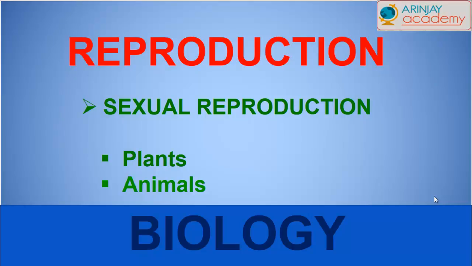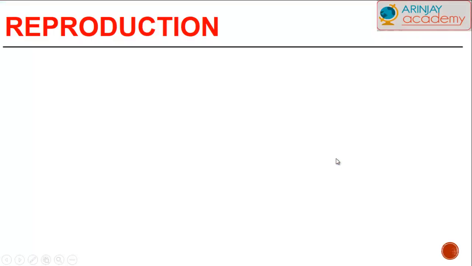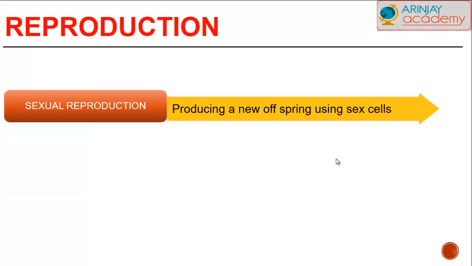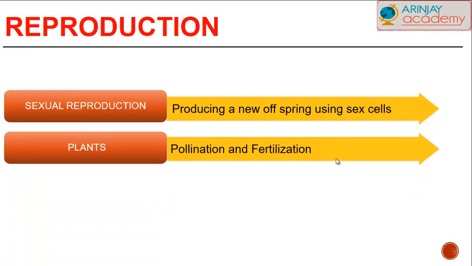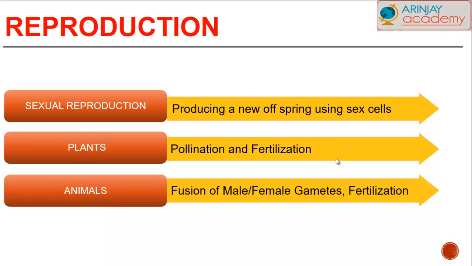We have already taken a look at how asexual reproduction takes place. Now let's take a look at sexual reproduction, and here we'll be looking at how sexual reproduction takes place in plants as well as in animals. Sexual reproduction is producing a new offspring using sex cells. In plants, it's done by pollination and fertilization, whereas in animals, the male and the female gametes fuse and later on fertilization takes place.